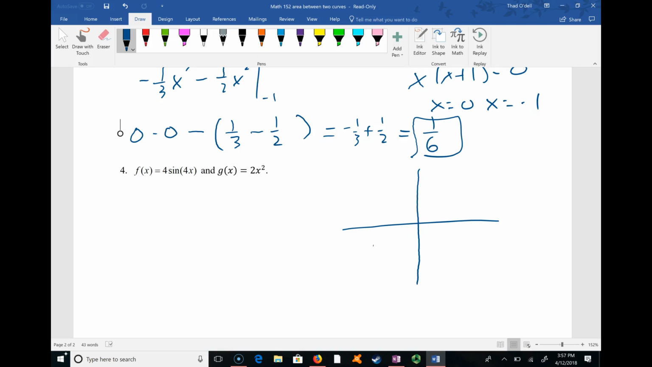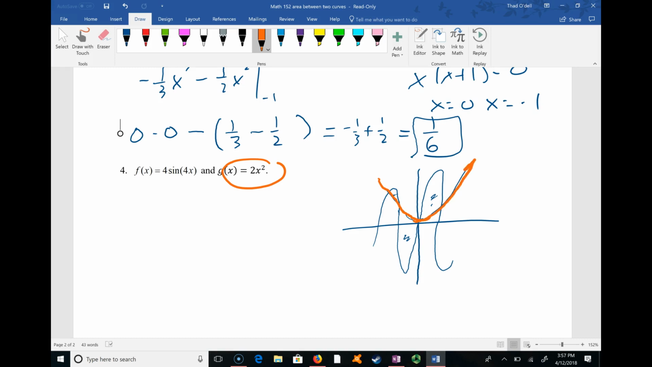So we have something that looks like the sine curve is doing something like this. And the parabola is doing something like this. So you can see there's kind of three areas there. There's this little area up here, this little area down there, and that area up there. And we got to find all three of them. So notice in the first area, let's make the parabola red. So here's this red curve going like that.